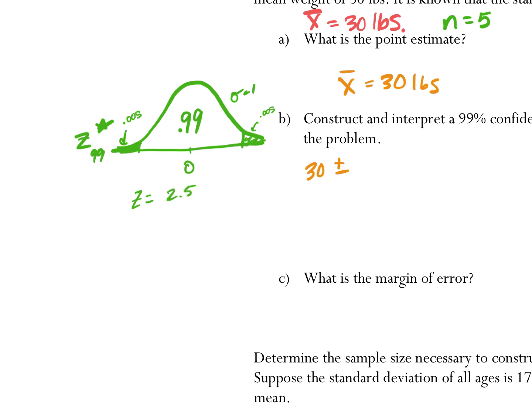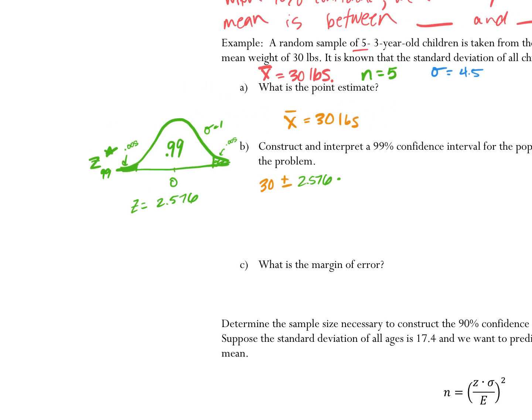2.576, great. Okay, so we got 2.576 for our Z star times the sigma over the square root of our sample size. What was our sample size? We know this actually. 5. Great. Some of you do the minus, some of you do the plus. Tell me what you get.